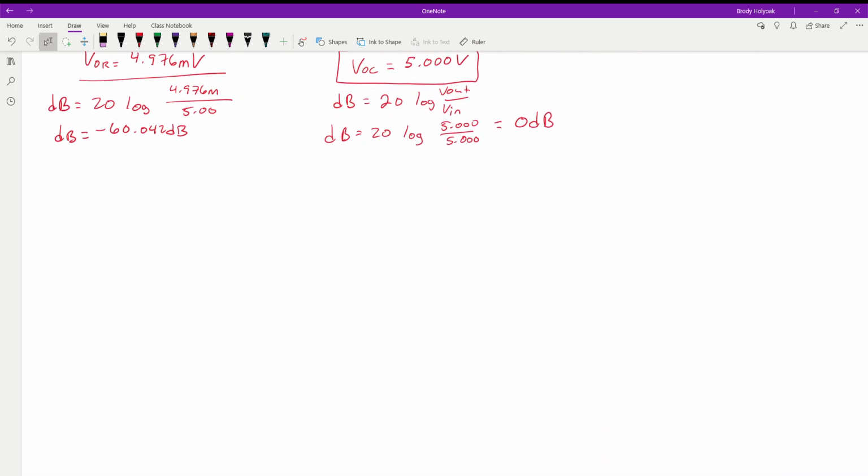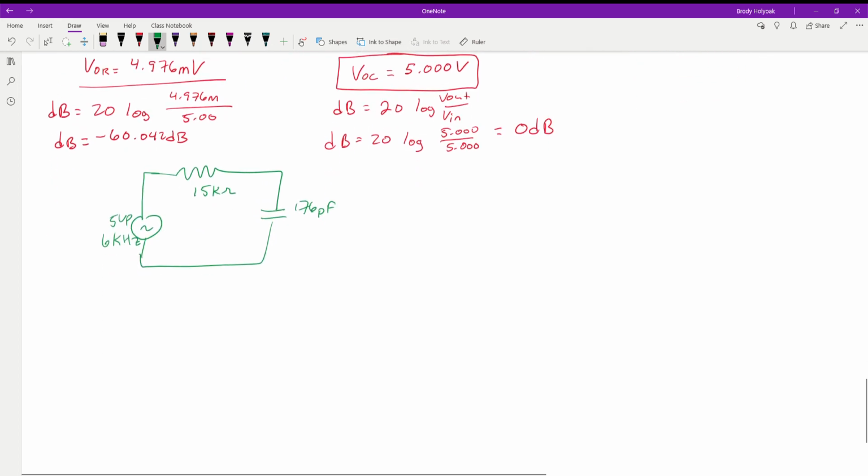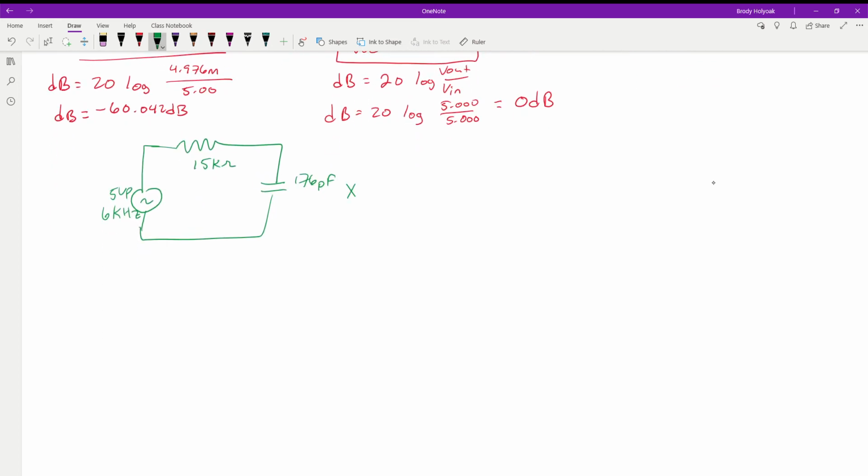So now we have the same circuit because we didn't change anything about that. We have 176 picofarads. We have 15 kilo ohms of resistance. And only this time we have 5 volts peak, and this time we have 6 kilohertz for our frequency. So when we come here and look, this is all going to be changing. Our X of C's will change, our impedance will change, the current will change, and the voltage drops are going to change. Okay?